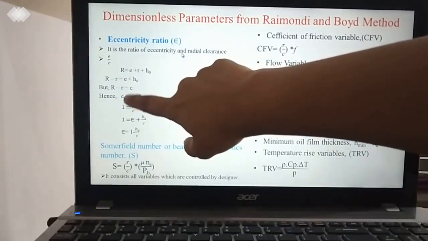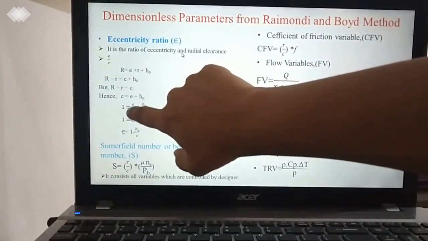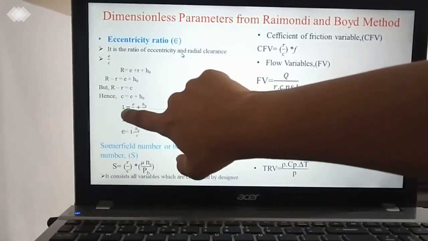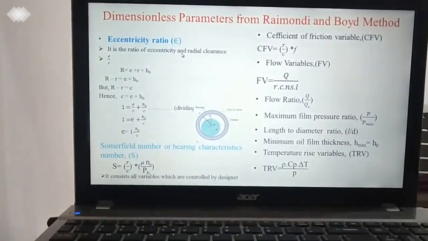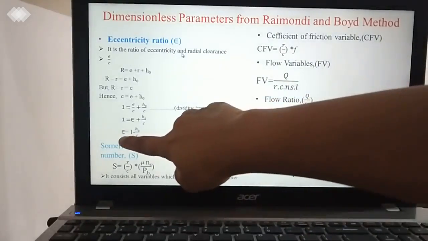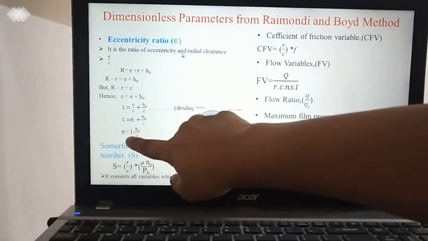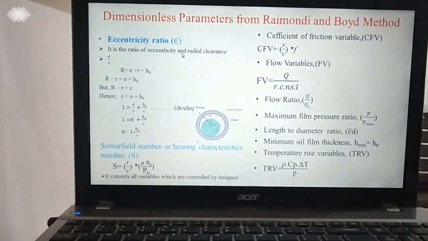Then divide this equation by C. So 1 is equal to E upon C plus HO upon C. E upon C is what? Eccentricity ratio epsilon. So 1 is equal to epsilon plus HO upon C. So we can write eccentricity ratio is equal to 1 minus HO upon C.